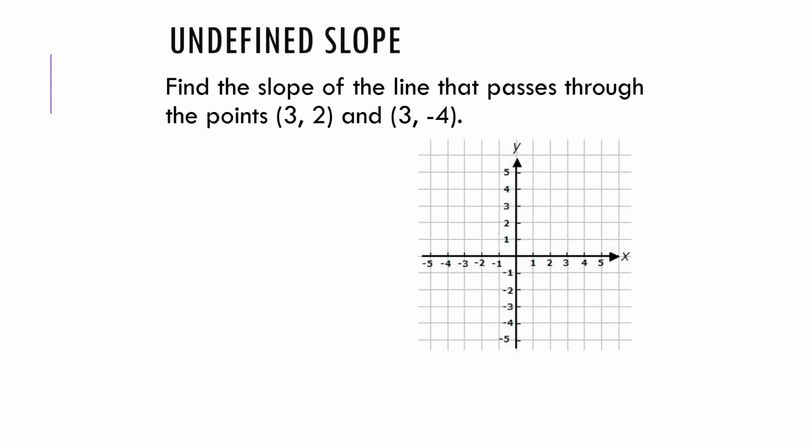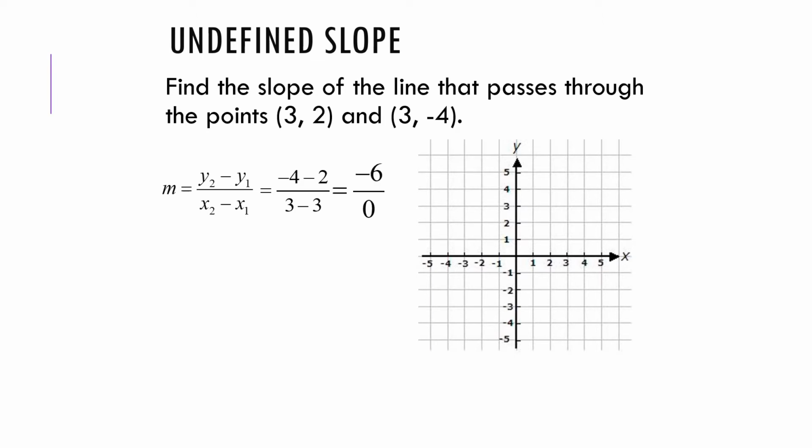Okay, so undefined slope. We have the points (3, 2) and (3, -4). Again, we're going to plug that in to get our slope: -4 minus 2 over 3 minus 3. We get -6 over 0.